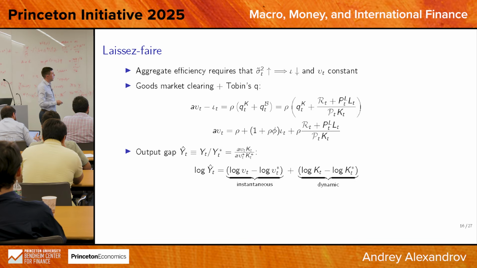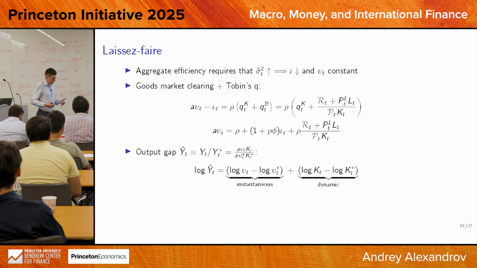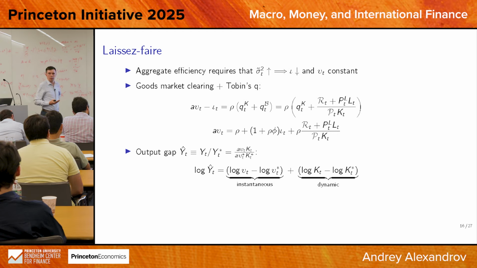There's going to be the instantaneous gap, and that is like the labor gap in the standard models. So given your stock of capital, whether you utilize it to the right extent or not. And the second gap is going to be with respect to the stock of capital. So does your capital evolve over time in an efficient way or not? And this is dependent on your investment, because that's what determines the evolution of the total capital stock.